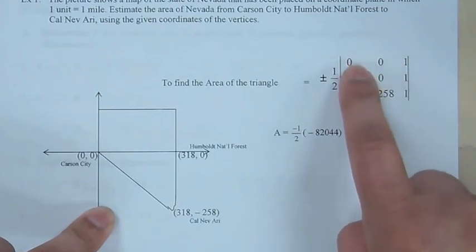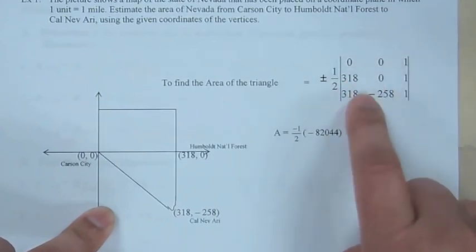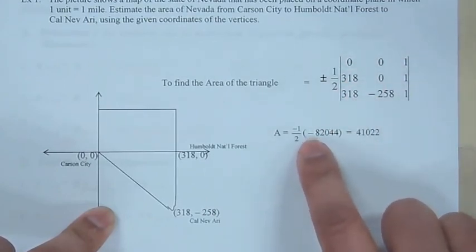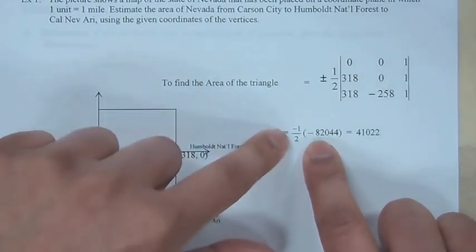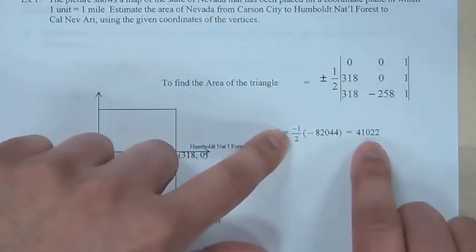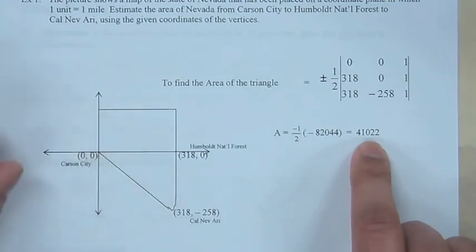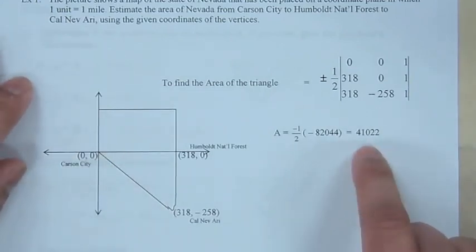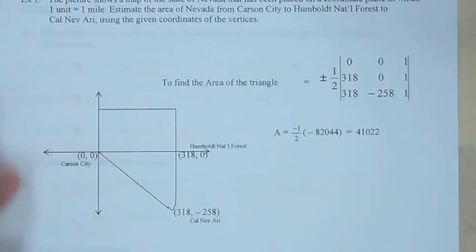When we find the determinant of this, and you guys should practice plugging this in, you get this number right here. Because it's negative, we're going to multiply by -1/2 because we want an area that's positive. We can never have a negative area. So it ends up being that.